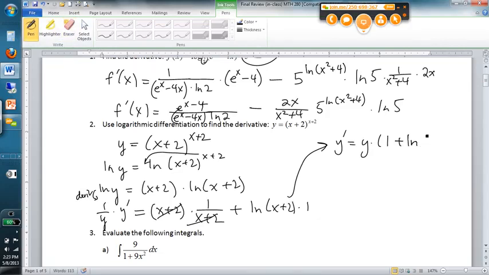And to get the right-hand side in terms of x exclusively, what does y equal? Well, that's what we started with: x plus 2 to the x plus 2. So that'd be our final answer. Remember that?